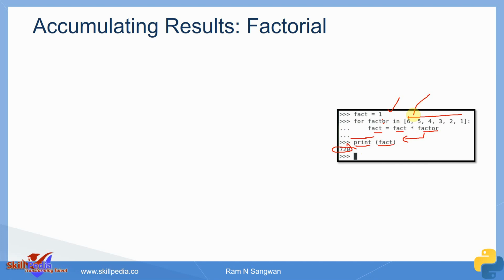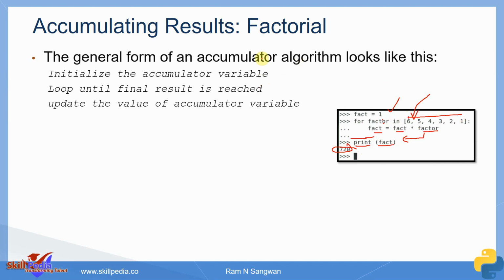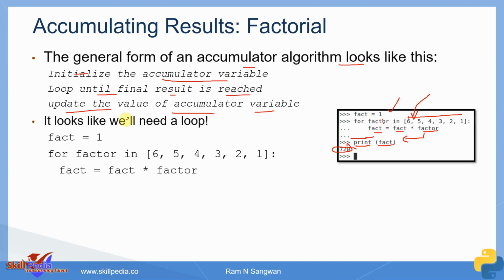But the problem is this is 6. What if I have to calculate factorial of 20, factorial of 30, factorial of 90? I want to write a program for this. The general form of the accumulator algorithm is: initialize the accumulator variable, loop until the final result is reached, update the value of the accumulator variable. And this is what we have used. FACT equals 1. For factor in 6, 5, 4, 3, 2, 1, FACT is equal to FACT multiplied by factor, and which has given me the answer.